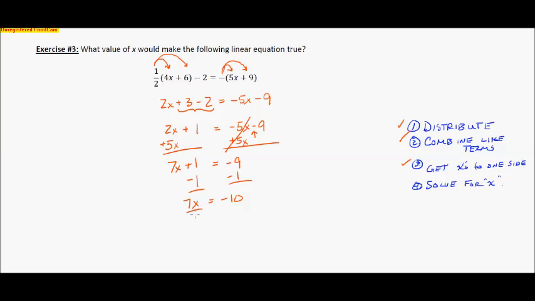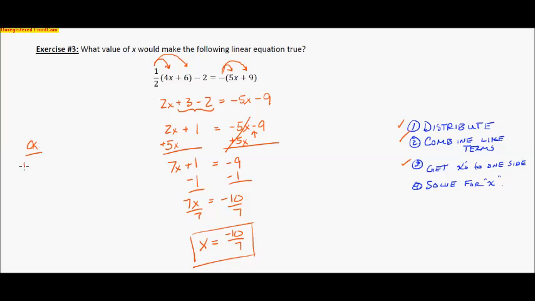And I need to divide by 7. So, oh, that one's not going to work out so well. So you know what? If it doesn't work out well, I'm not going to take my calculator and write like 1 point something. All right, just leave it as a fraction. Okay, just leave it like that. Negative 10 over 7, and there's your answer. All right, and we'll do a quick check here.